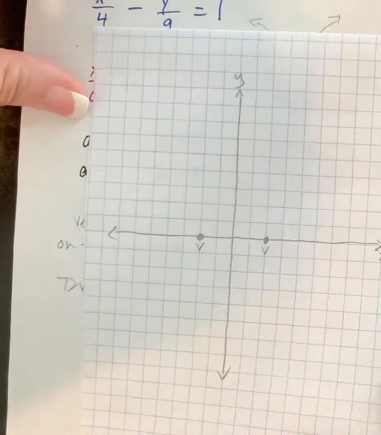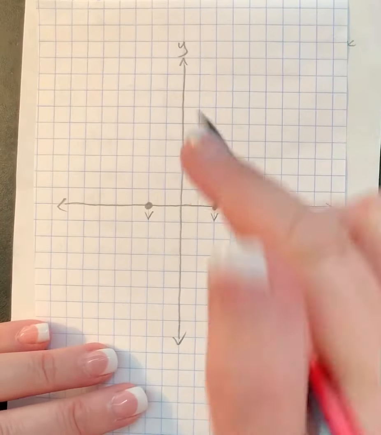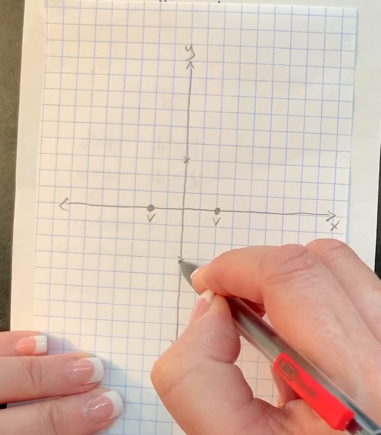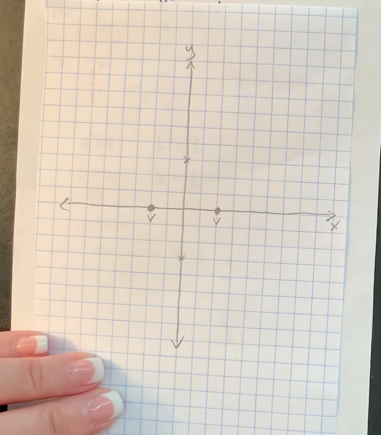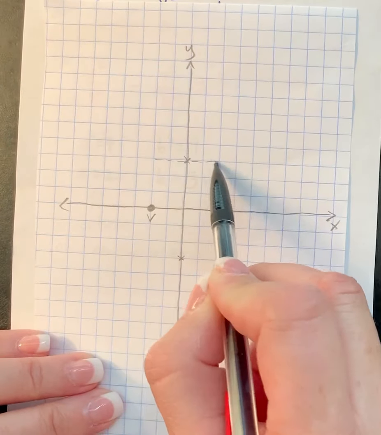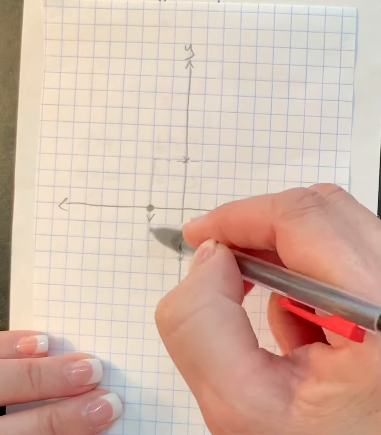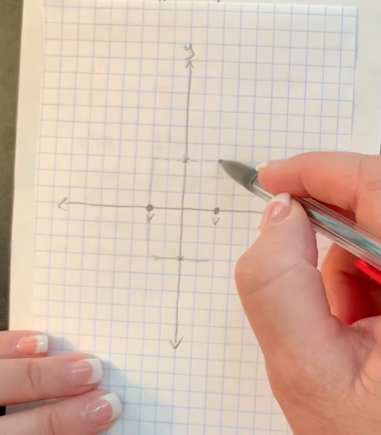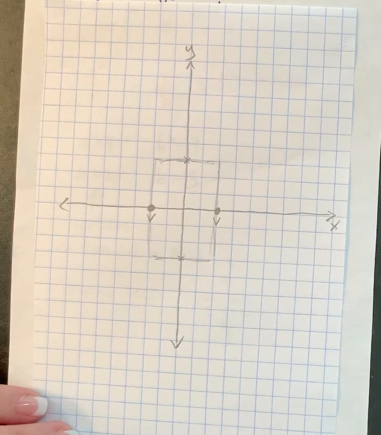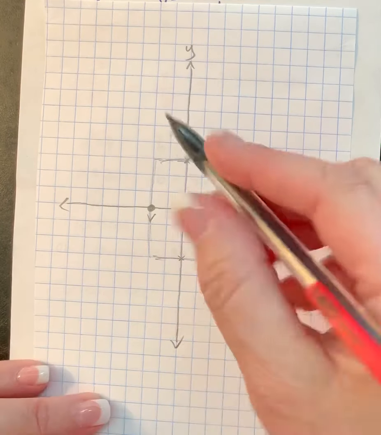From the center, then you're going to go up 3. I'm just going to put a little x because that's not an actual point. That's just helping you draw the rectangle. And you want to do this whole rectangle very lightly. So this would be the rectangle. I'll draw it a little darker so you can see it, but in general I usually draw it pretty lightly. And then if you draw in its diagonals, those are the asymptotes.